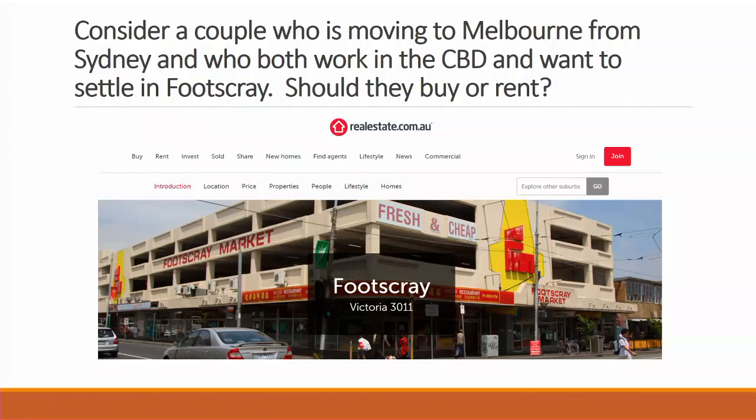So let's consider a couple who is moving from Melbourne to Sydney. They both work in the CBD and they want to settle in Footscray. Why would they want to settle in Footscray? What else about Footscray? They work in the CBD, it's not too far away. Okay, you've got this awful Docklands area in the middle, but in between, it actually doesn't matter on the train.